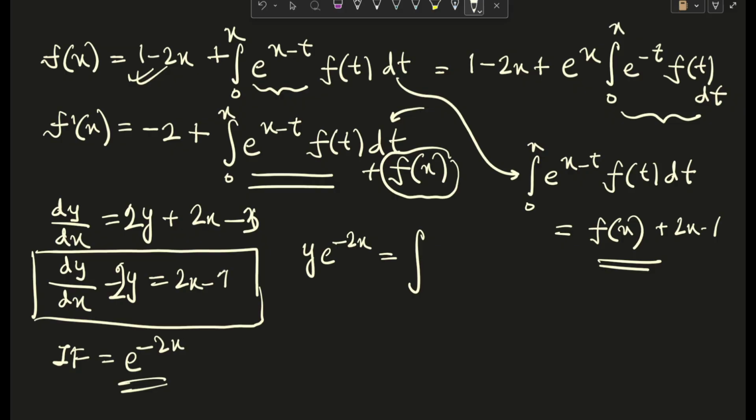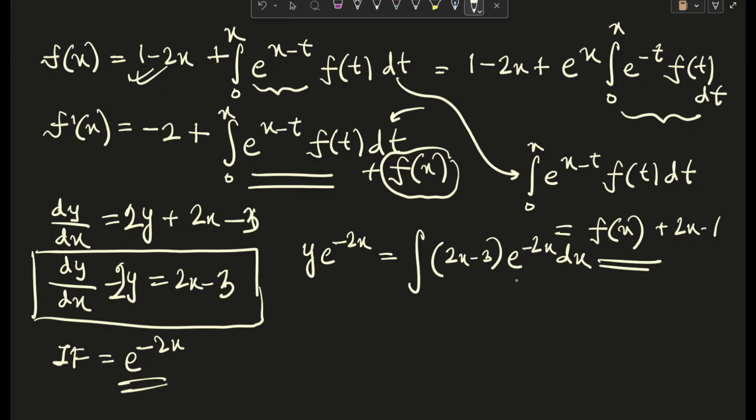Here also I made a mistake. This thing will be 2x minus 3 because minus 2 and minus 1. Okay, lots of mistakes, I apologize for that. So 2x minus 3 and your e power minus 2x dx. So this thing is basically what we have to integrate.